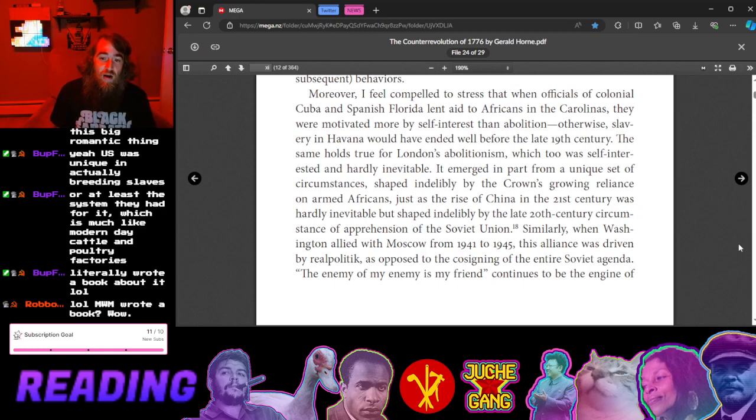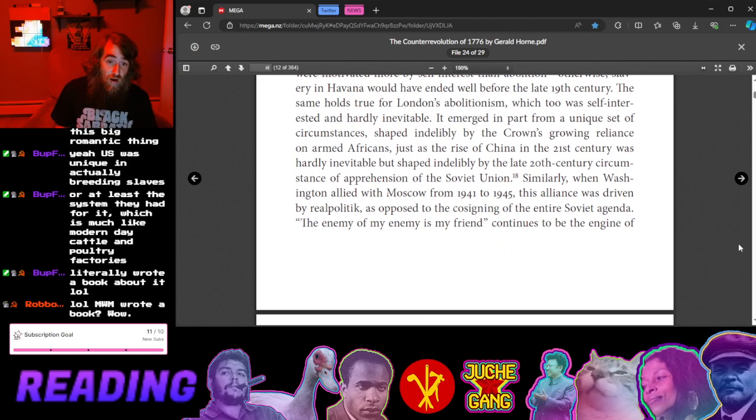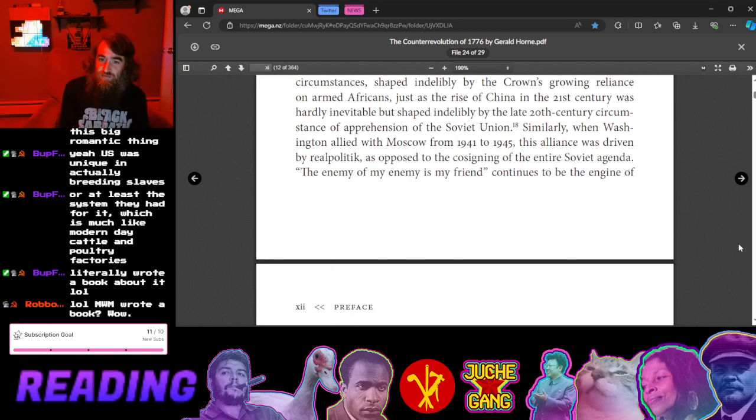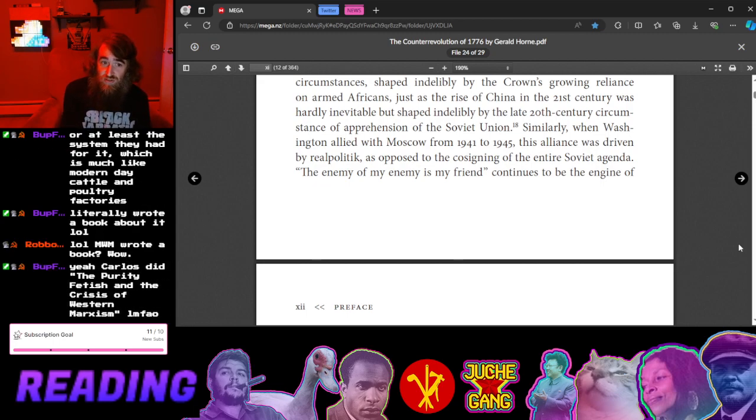It emerged in part from a unique set of circumstances, shaped indelibly by the Crown's growing reliance on armed Africans, just as the rise of China in the 21st century was hardly inevitable, but shaped indelibly by the late 20th century circumstance of apprehension of the Soviet Union. Similarly, when Washington allied with Moscow in 1941 to 45, this alliance was driven by realpolitik, as opposed to a co-signing of the entire Soviet agenda, as we well know.